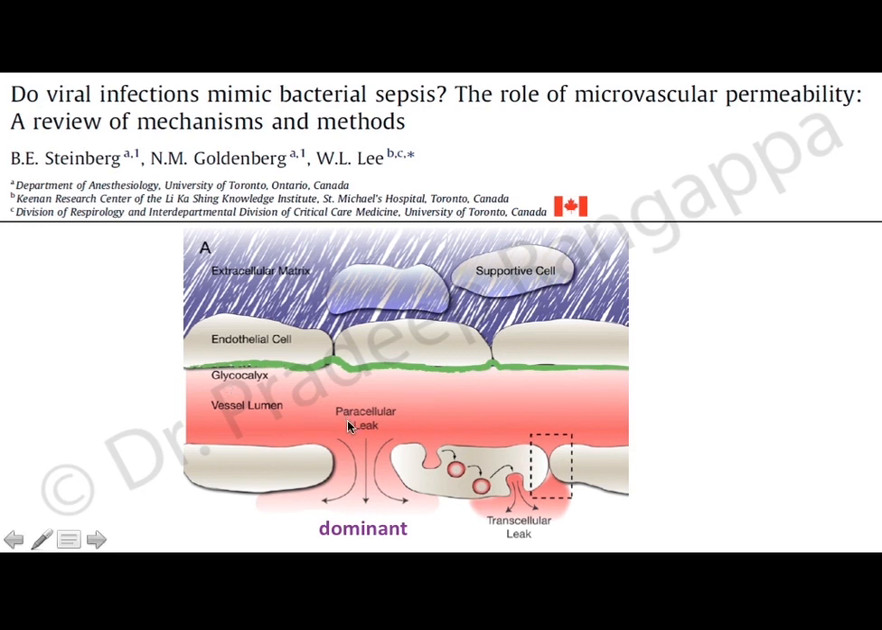You will see mainly cellular leakage. It is paracellular leakage and transcellular leakage. So there is leakage of fluids happening in between the endothelial cells within the vasculature, and there is leakage of water content even from the cells. And this remains the main pathognomonic feature of viral sepsis.